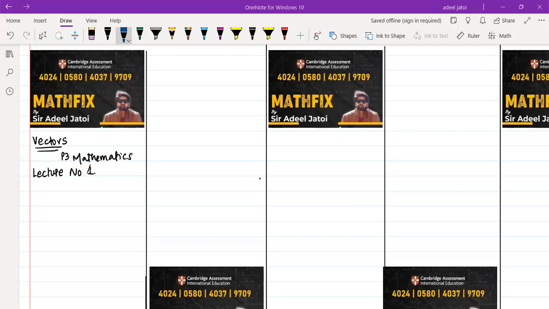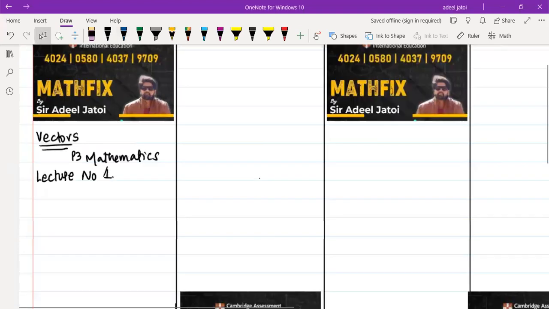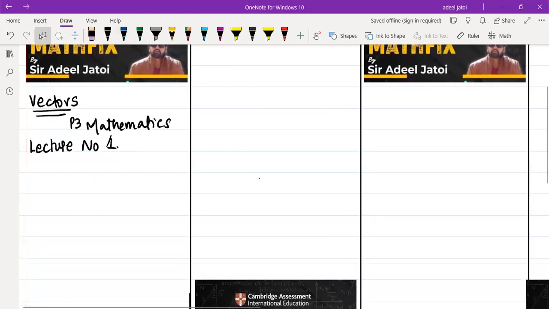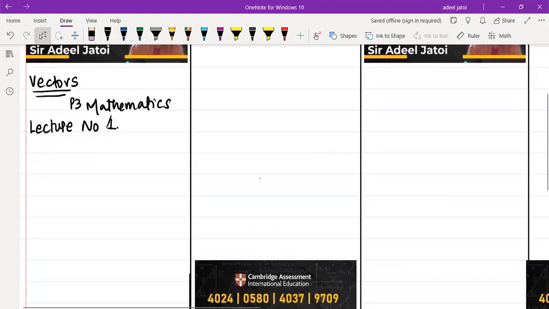Okay, so vectors, P3 mathematics, lecture number 1. Now, vector is a topic that you have already covered in your O levels, but you could always have a recap of O level mathematics. There are lectures in O level mathematics for vectors as well. But continuing with vectors that is being tested in P3.